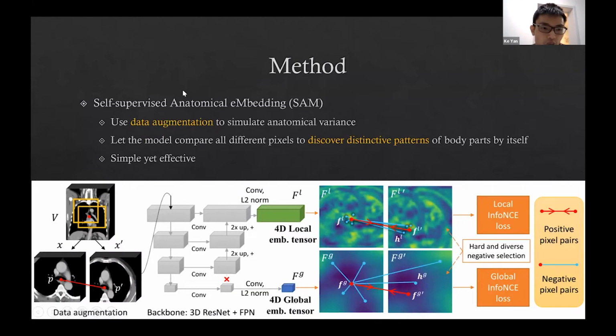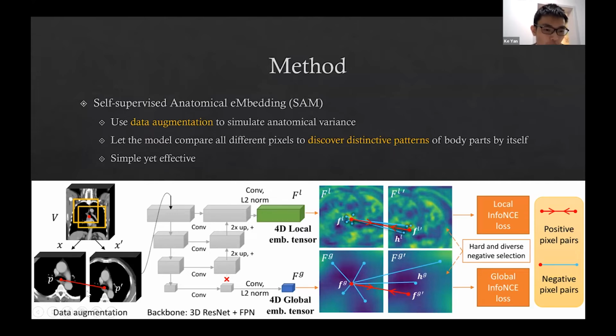Our algorithm is called self-supervised anatomical embedding, or SAM. It is based on the very hot topic called contrastive learning, which has been a hot topic in recent years. First, we have a labeled medical image, a 3D volume, and then we randomly crop 2 patches in this labeled image and do some data augmentation to get 2 patches.